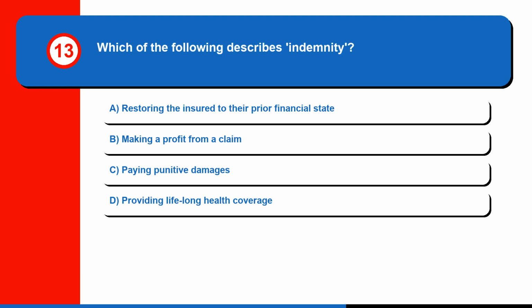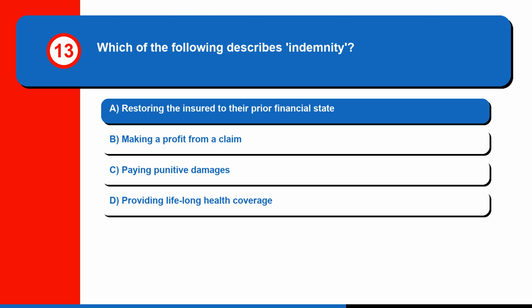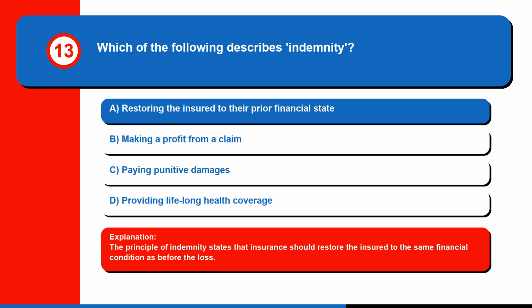Question 13. Which of the following describes indemnity? A. Restoring the insured to their prior financial state, B. Making a profit from a claim, C. Paying punitive damages, or D. Providing lifelong health coverage. The correct answer is A. Restoring the insured to their prior financial state. The principle of indemnity states that insurance should restore the insured to the same financial condition as before the loss.